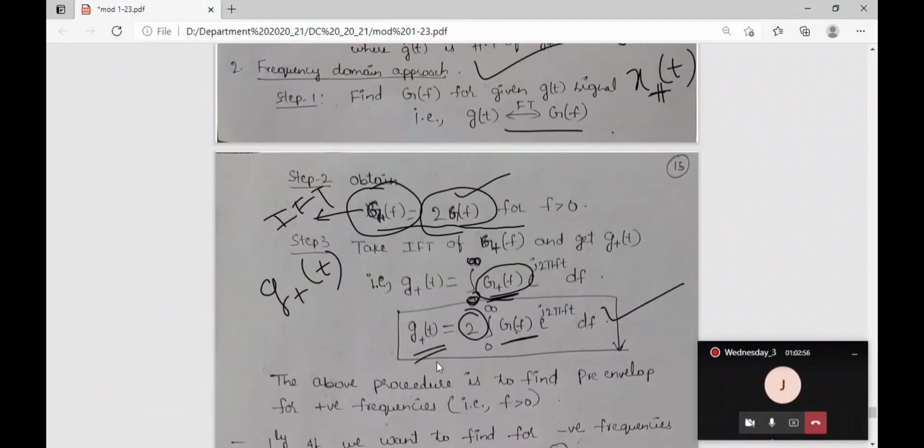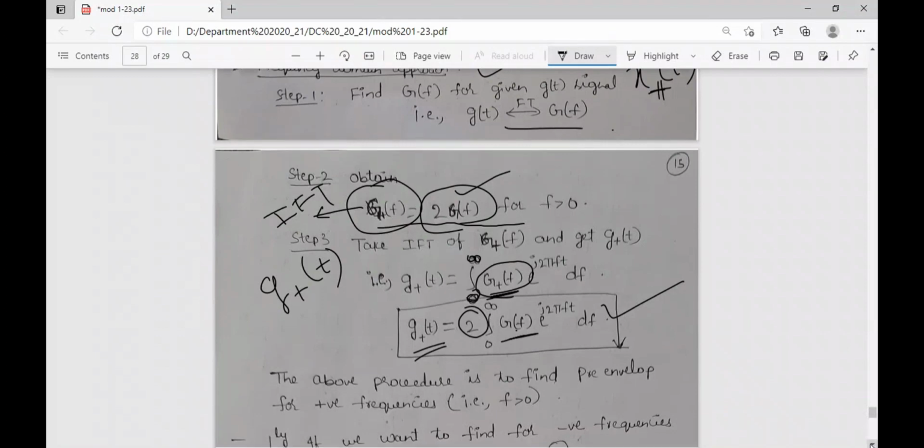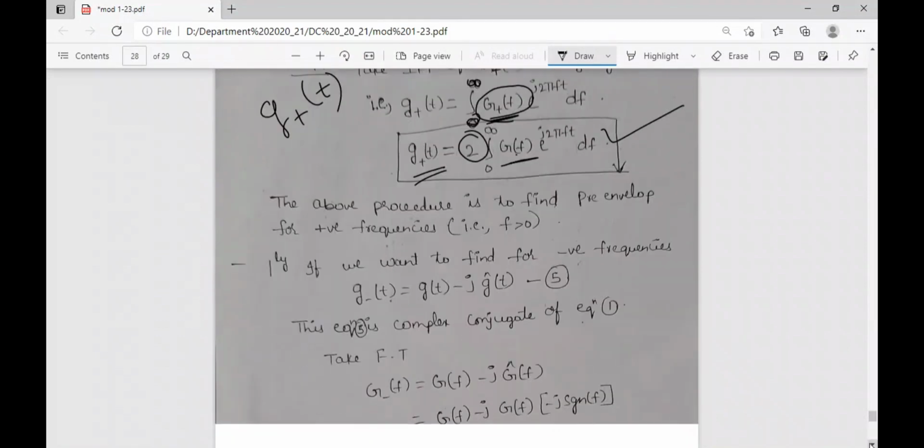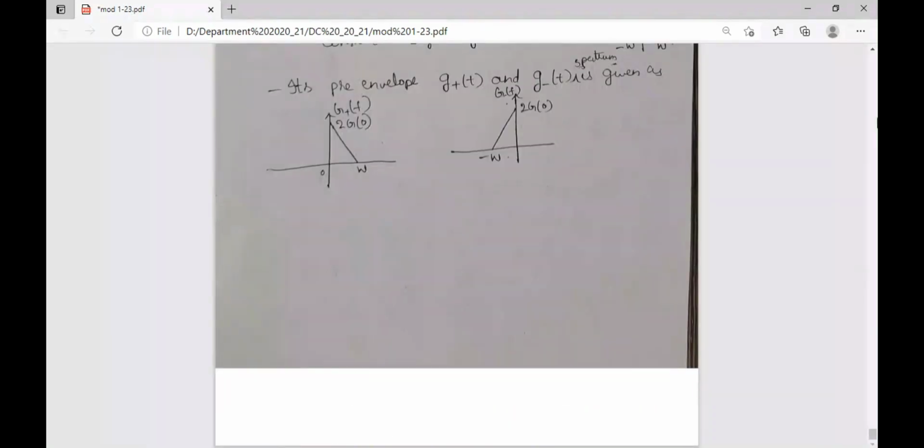Whenever you want to find the pre-envelope of any low pass signal, you can just use this formula and follow this procedure, the frequency domain approach or the time domain approach, and you can find the pre-envelope of the signal. We'll do some problems related to this also. Okay, that's all for now. Negative frequencies can also be found in a similar way. That we'll see in the next class.